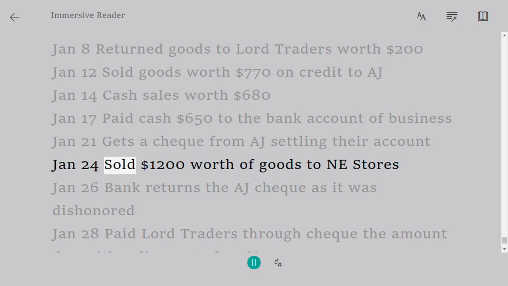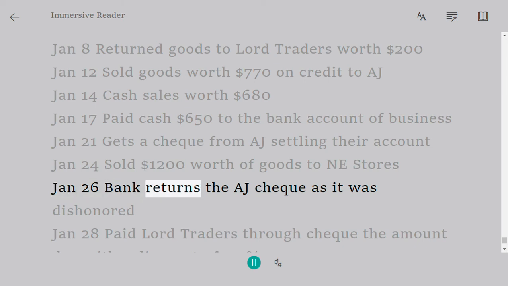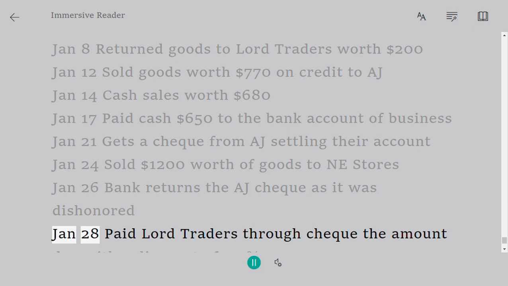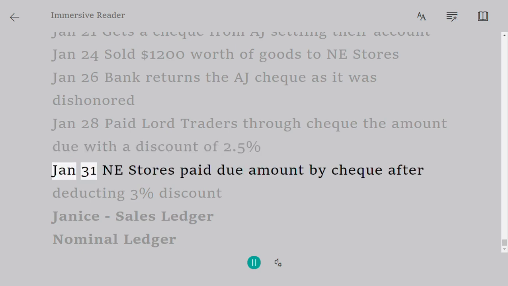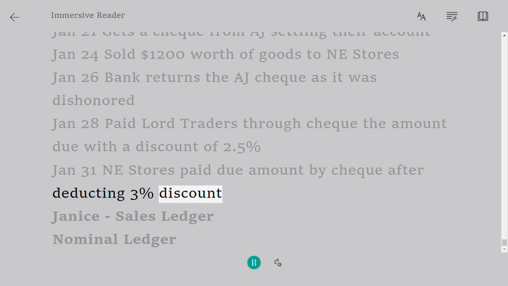January 24th, sold $1,200 worth of goods to Any Stores. January 26th, the bank returned the AJ check as it was dishonored. January 28th, paid Lord Traders by check the amount due with a discount of 2.5%. January 31st, Any Stores paid the amount by check after deducting a 3% discount. Janice's sales ledger, purchases ledger, nominal ledger.